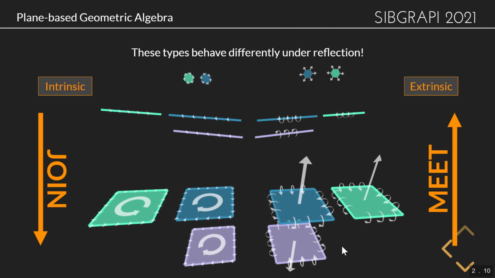And the opposite thing happens when you reflect in an orthogonal mirror. So if you reflect in an orthogonal mirror, it is the extrinsic orientation that stays the same, and it is the intrinsic orientation that flips.